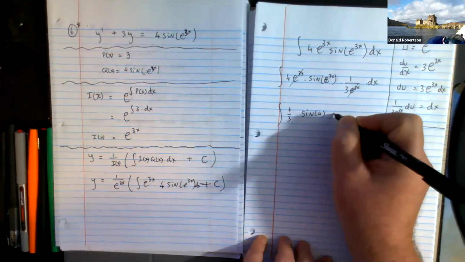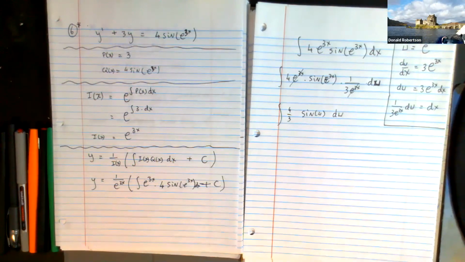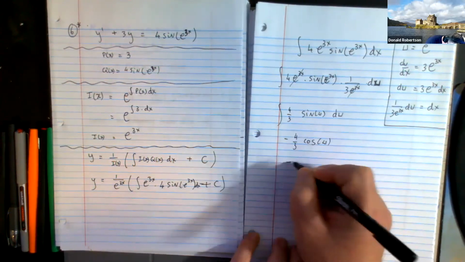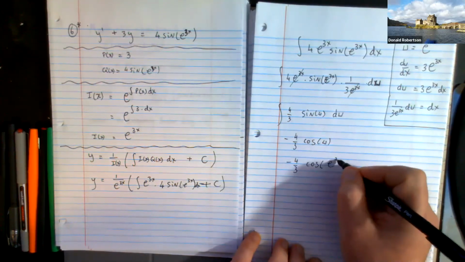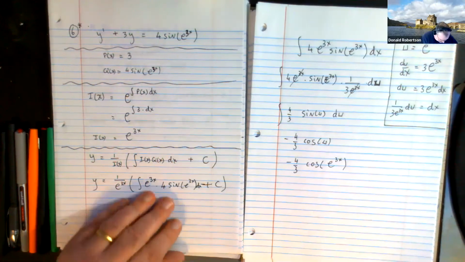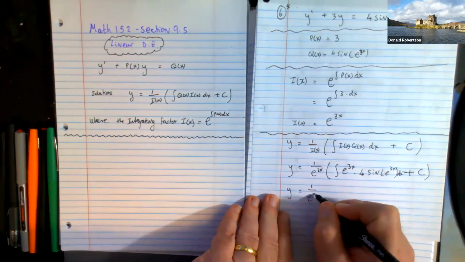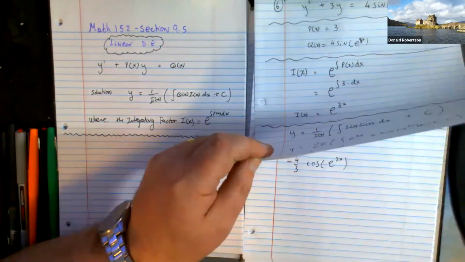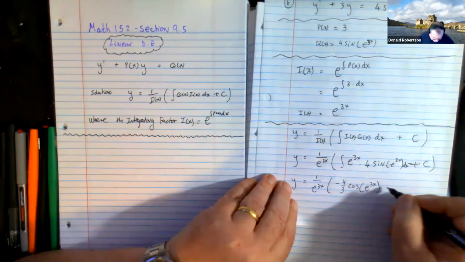Oops, that should be a u there. Do you see it came out actually really nicely, didn't it? Now you integrate that, you get negative 4/3 cosine u, which gets you negative 4/3 cosine of e to the 3x. And that means we can now do this guy. We got that.